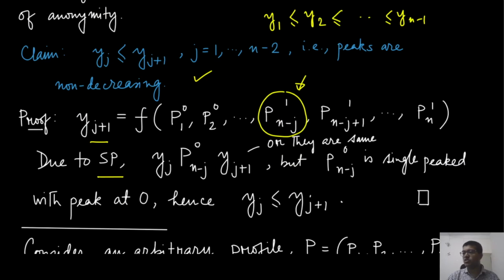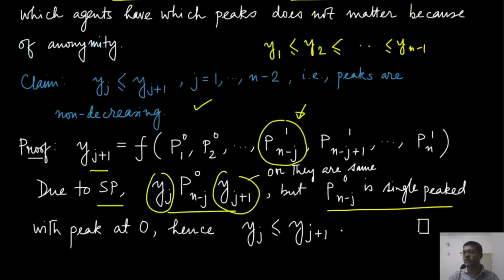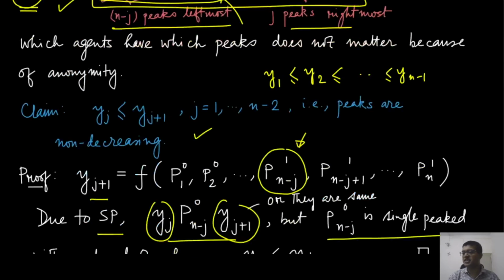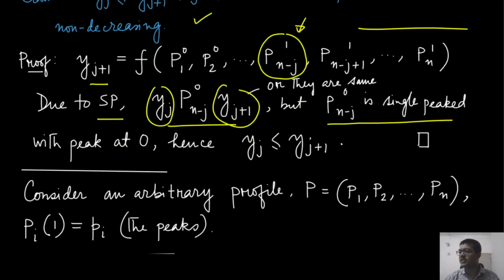Because if that is not true, then player n minus j would have manipulated in that preference profile. But we also see that p n minus j0 is single peaked. So what does this mean? yj is preferred more than yj plus 1. And this preference profile p n minus j has peaked on the leftmost side, so it can only monotonically decrease.